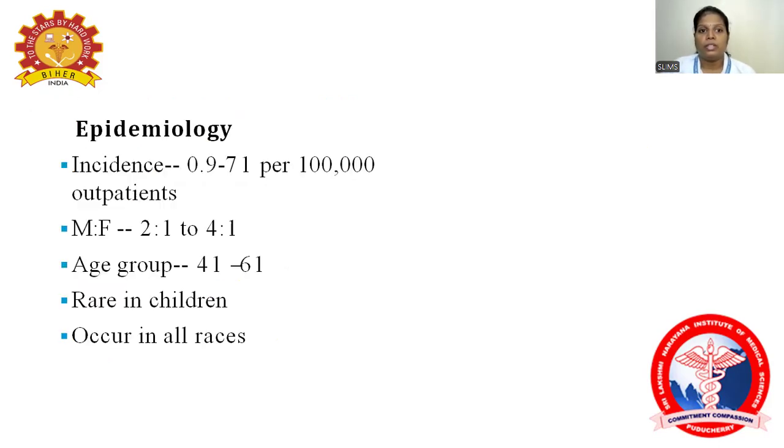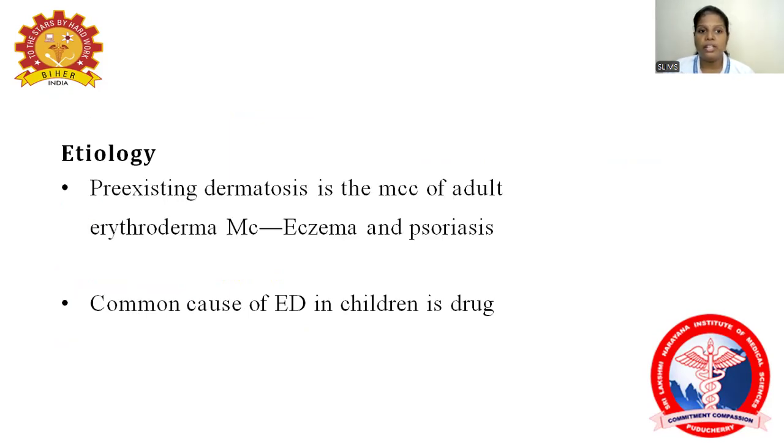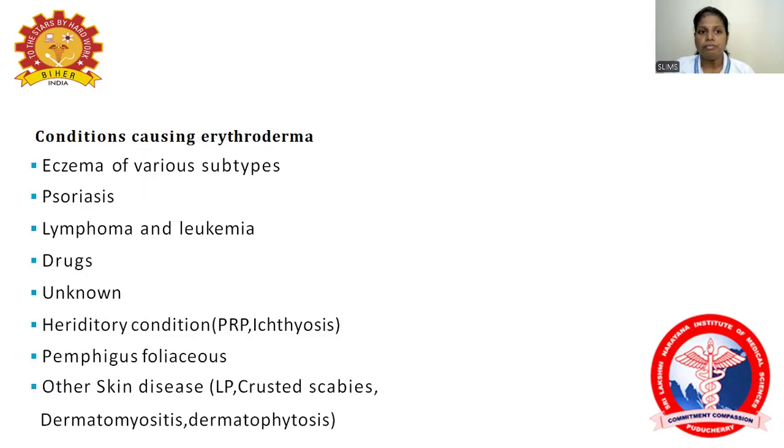Okay. So coming to epidemiology, incidence is 0.9 to 71 per 1 lakh outpatients. The male to female ratio is 2:1 to 4:1. Age group is 41 to 61. Rare in children, it occurs in all races. So what is the etiology? A pre-existing dermatosis is the most common cause in adults, like psoriasis and eczema. In children, drug-induced is the most common cause.